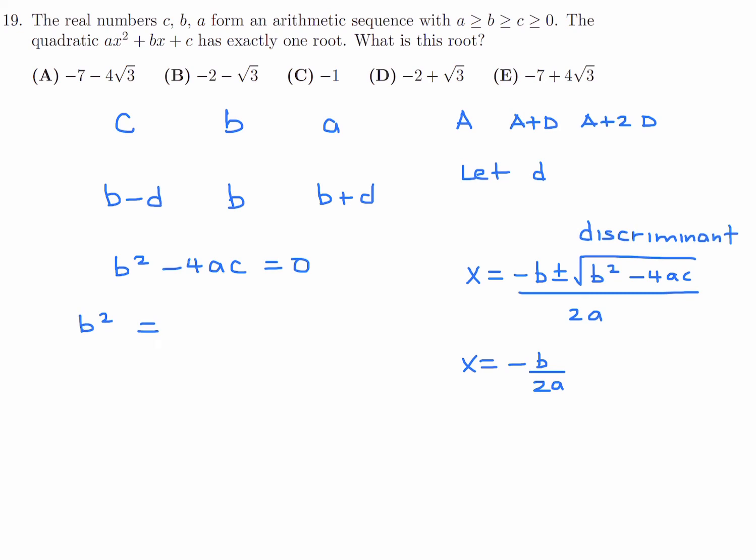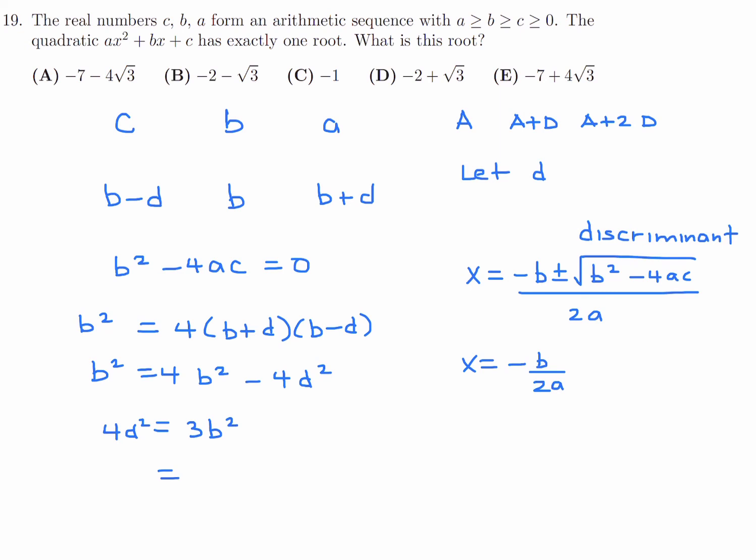And then let's put this 4ac on the other side. A is this guy, b plus d. And c is this right here, b minus d. And then if you expand this out, you get b squared is equal to 4b squared minus 4d squared, like that. And then let's put together the like terms, and when I do, I get 3b squared is equal to 4d squared. And then if you take the square root of both sides, you get 2d is equal to root 3 b. And that's pretty good.